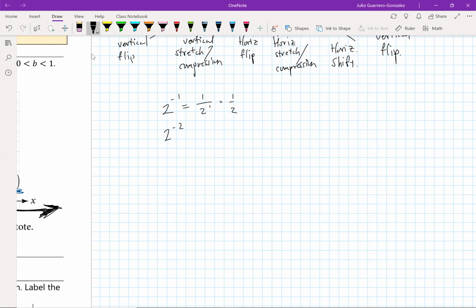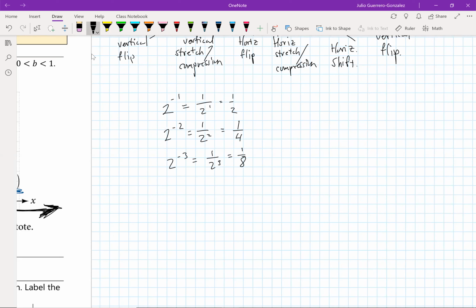2 to the negative 2. It would be 1 over 2 squared, which would be 1 over 4. Right. 2 to the negative 3. It'd be 1 over 8. Right. 1 over 2 cubed, which is 1 over 8.